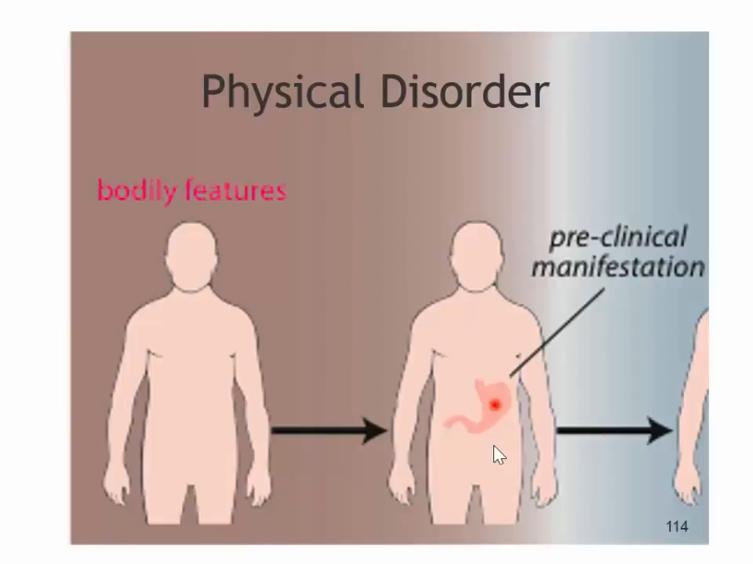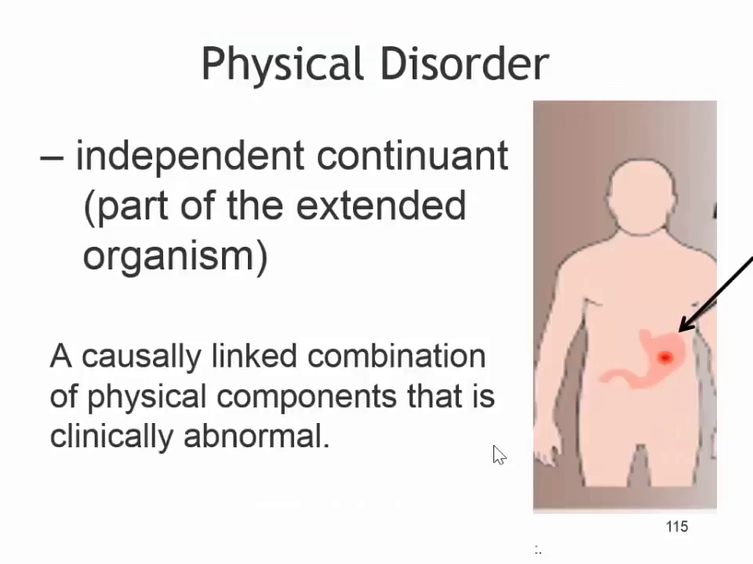And this is a part of the extended organism. The extended organism is defined as the organism plus all the things inside it, bacteria and so forth, shrapnel, false teeth, pins in your leg, and so it's a causally linked combination of physical components that is clinically abnormal. That's what we mean by disorder.